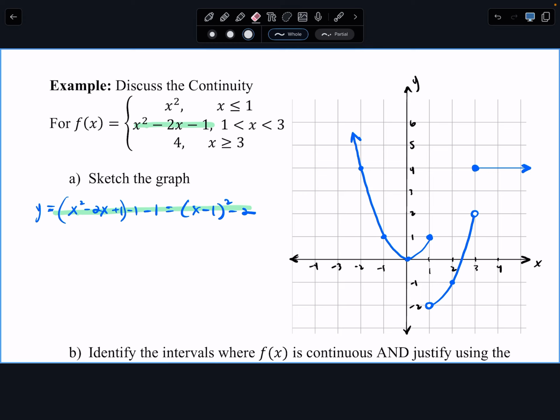Or you could have taken into account those domain restrictions and then just plugged in x values to get points. That also would have worked fine.